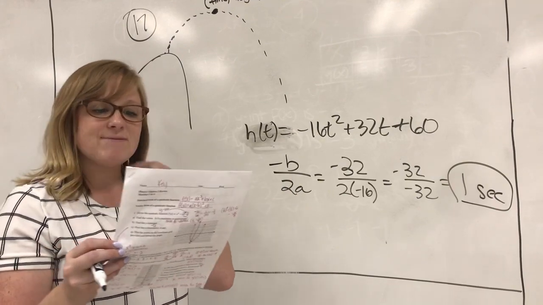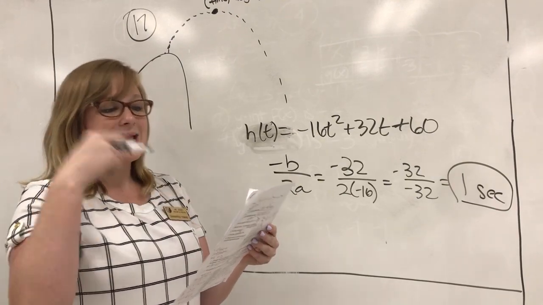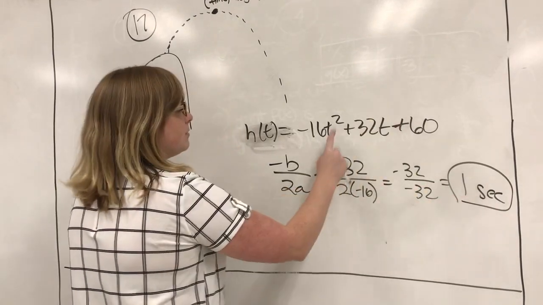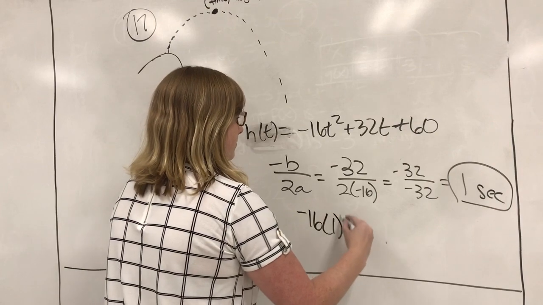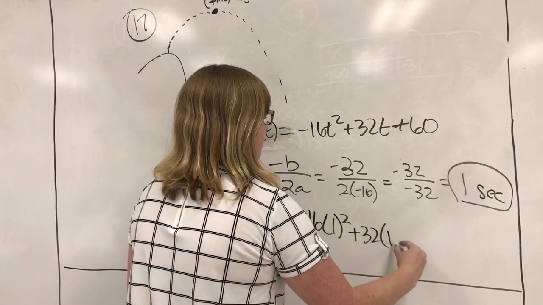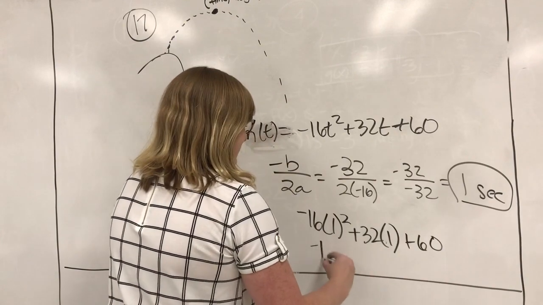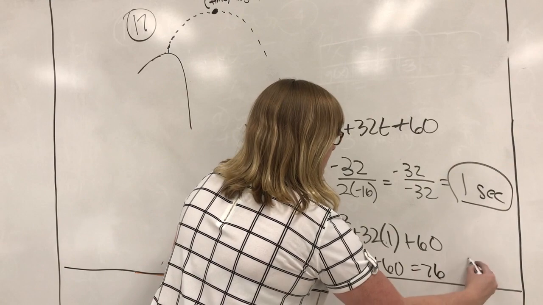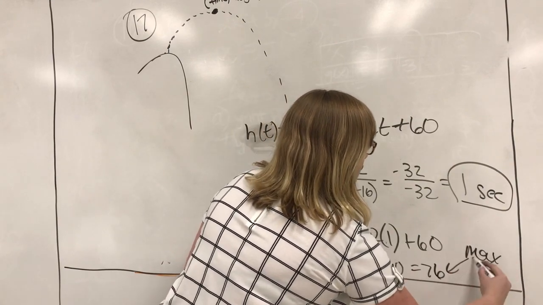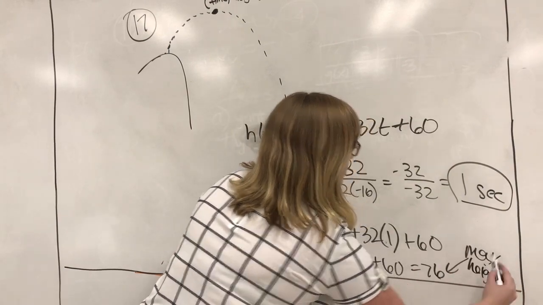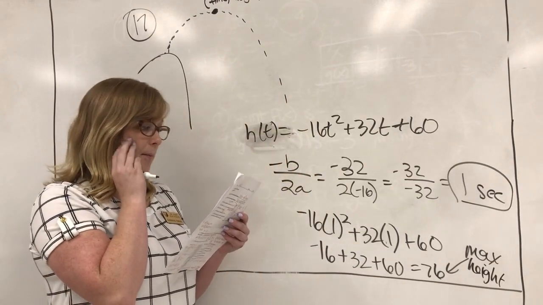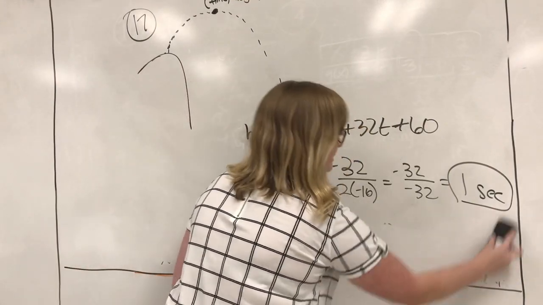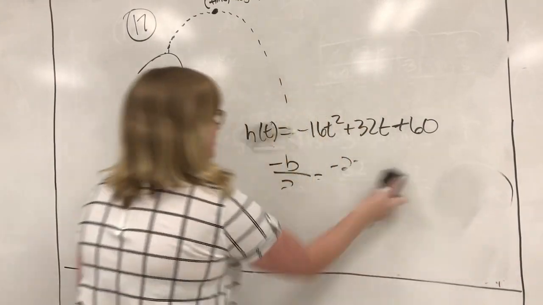Okay? And then it says, what is the maximum height? So if I want to know the maximum height, I will take this, I will plug it back in. Negative 16 plus 32 plus 60 gives me 76. So my max height was 76, we'll say feet. Okay? All right, almost done.